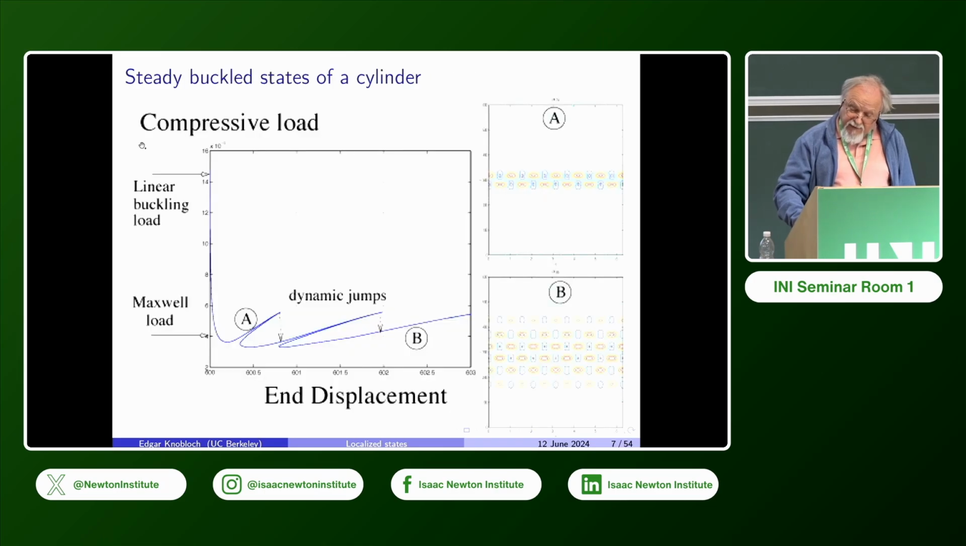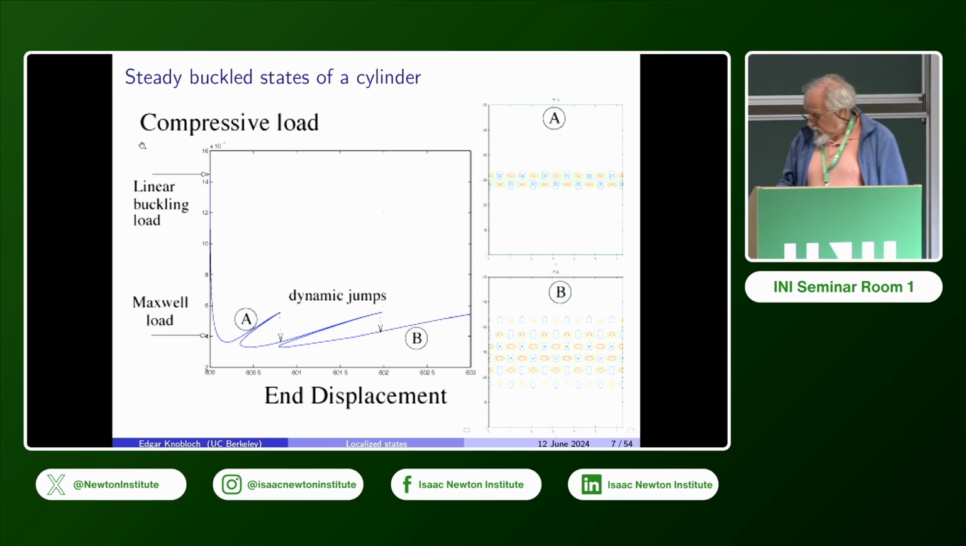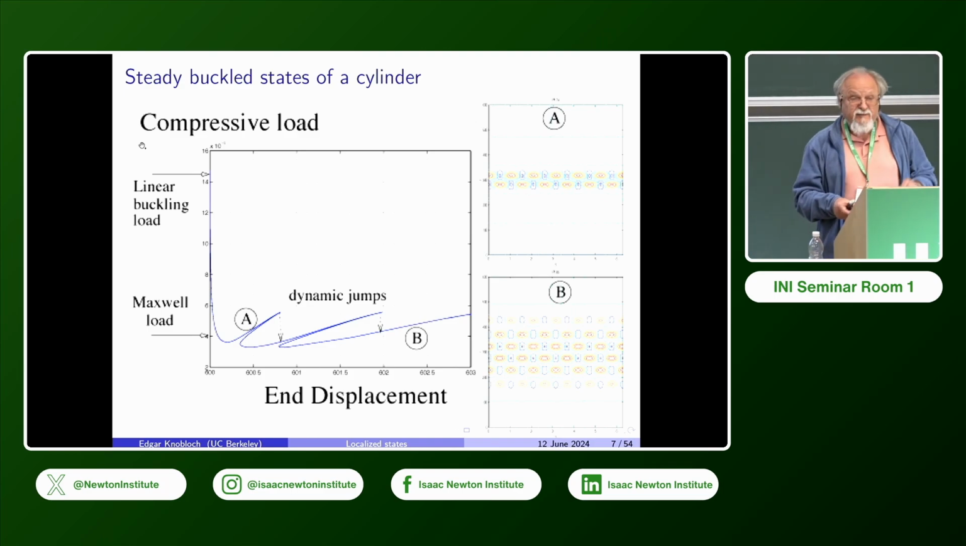You can visualize or represent this behavior in a bifurcation diagram. On the vertical axis here is the loading of the cylinder. Sorry, what were the colors on the previous one? The colors just represent the displacement.